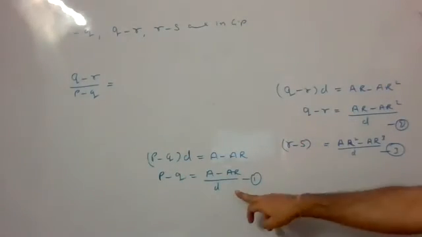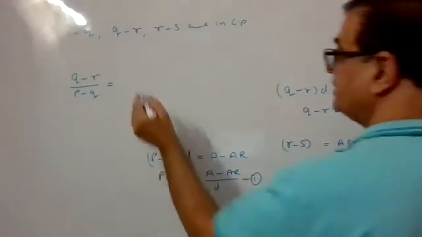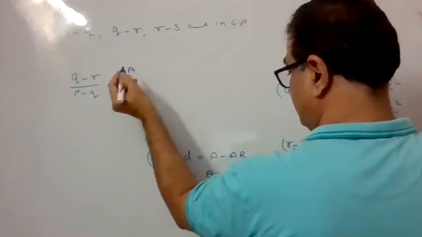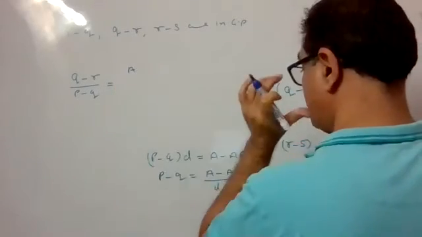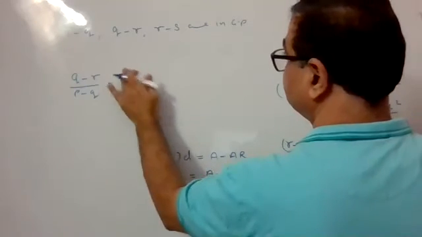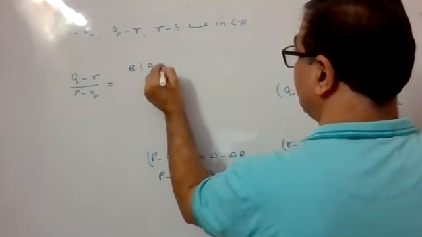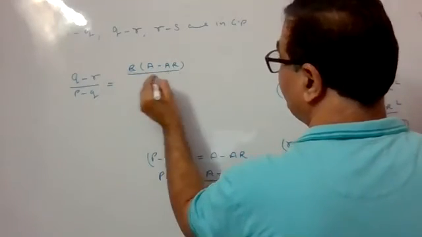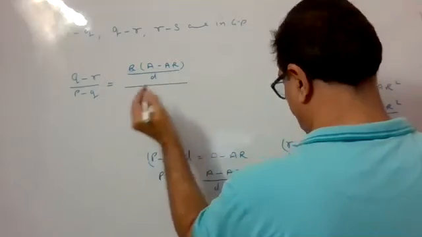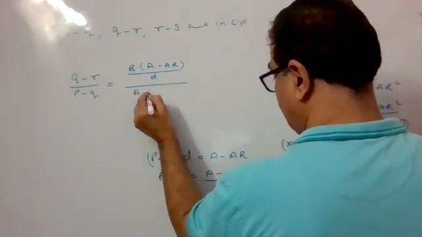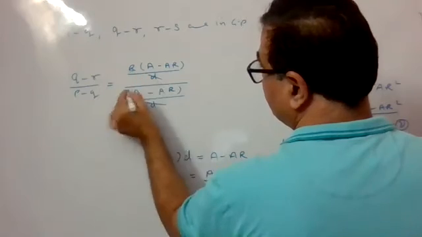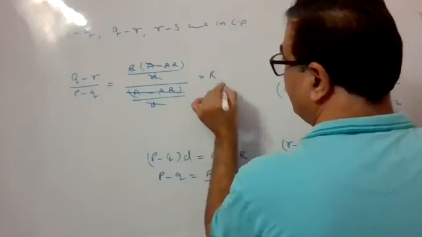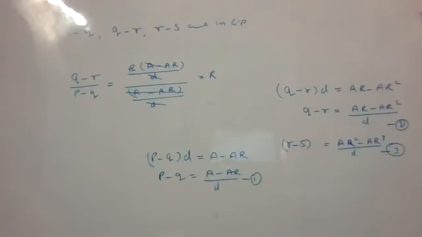Q minus R by P minus Q. What will come? A minus AR. Take A common, or just take R common. It will be A minus AR whole divided by D, and the denominator is A minus AR by D. A minus AR, so what is left is R.